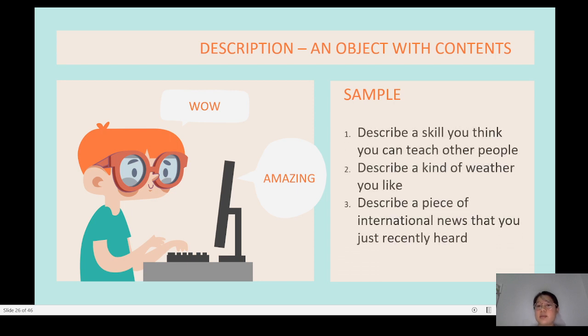The first one is: describe a skill you think you can teach other people. The second is: describe a kind of weather you like. And the last one is: describe a piece of international news that you recently heard. Do you come up with any new ideas for this kind of question?